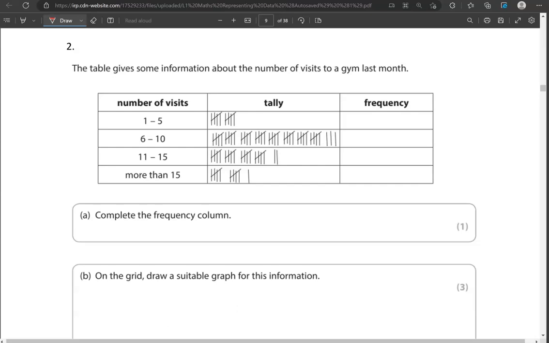The table gives some information about the number of visits to a gym last month. Complete the frequency column. On the grid, draw a suitable graph for this information. So we have number of visits 1 to 5, that is 5, 10. 6 to 10, we have 5, 10, 15, 20, 25, 30, 35, 40, 41, 42, 43. 11 to 15, we have 5, 10, 15, 20, 21, 22. More than 15, we have 5, 10, 11.